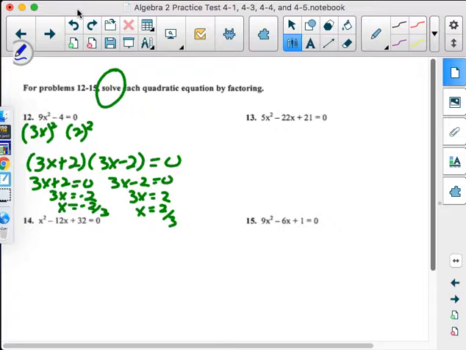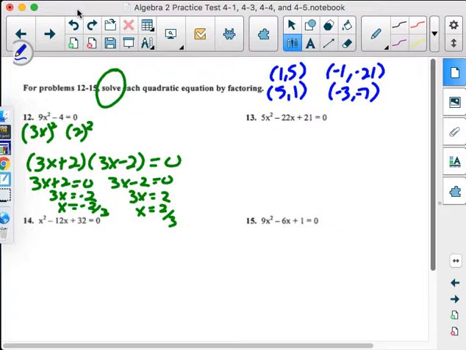Number 13, 5x squared minus 22x plus 21 equals 0. Well, at least it's a 0. There is not a greatest common monomial factor. These are not perfect squares. So this is one where I better leave my space here. We're going to need to write down the combos in the front that give us 5. That's not too bad. But in the back, they have to multiply to positive 21, but somehow add to a negative 22. So that means they are both negative. Well, the good news is there's not a whole lot of them to check there.